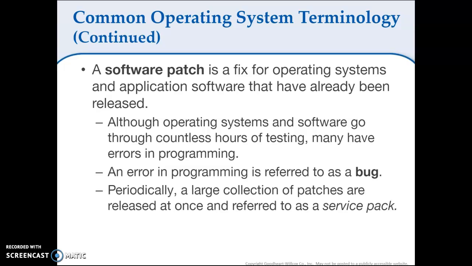Now, there are also software patches. These are fixes for operating systems and applications that have already been released. Usually operating systems and software go through countless hours of testing. That doesn't mean that all the errors have been eliminated. Whenever an error shows its ugly face, it is referred to as a bug. Periodically, a large collection of patches is released at once and referred to as a service pack to address many bugs. You may have seen this with earlier versions of your operating system, possibly Windows Service Pack 1 or Service Pack 2, etc.